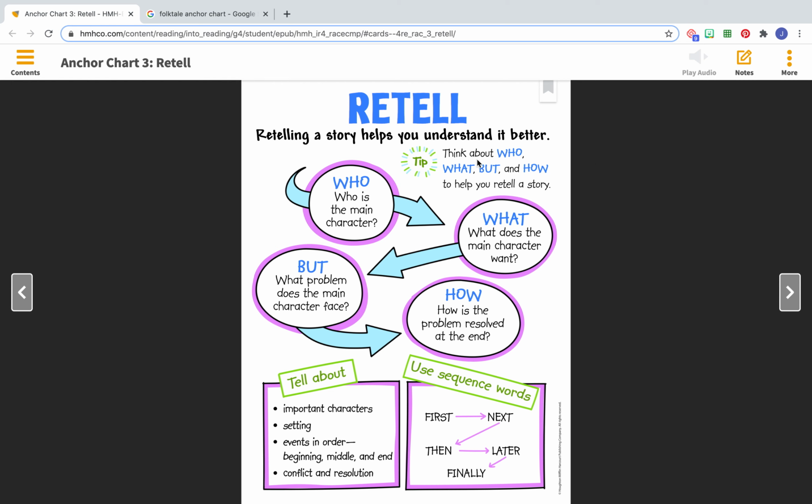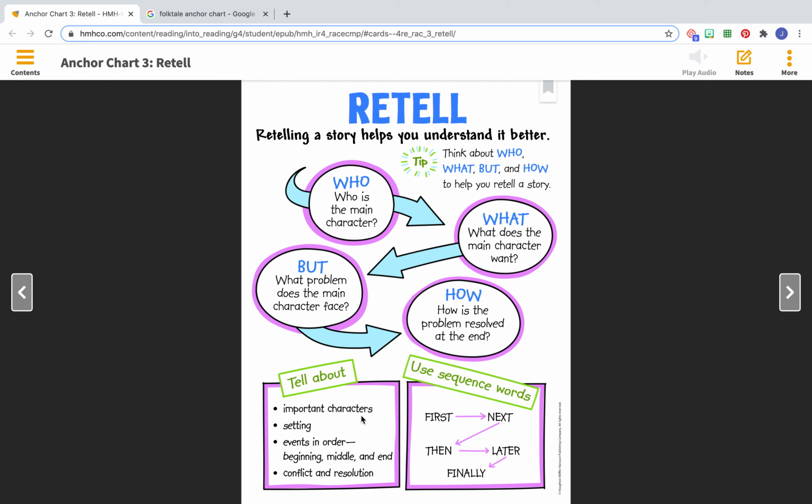So this is the tip. Think about who, what, but, and how to help you retell a story. So who is the main character? What does the main character want? But what problem does the main character face? So what problem is he facing that's keeping him or her from what he or she wants? How is the problem resolved in the end? So how does it finally happen that maybe he or she does get what they want?